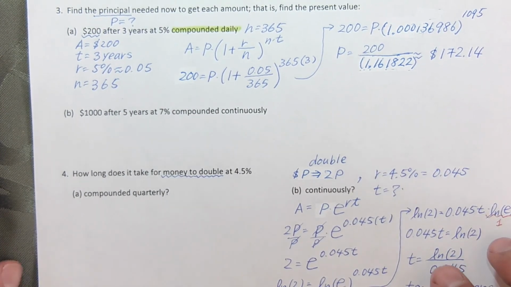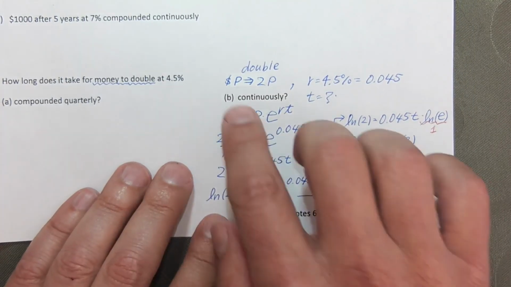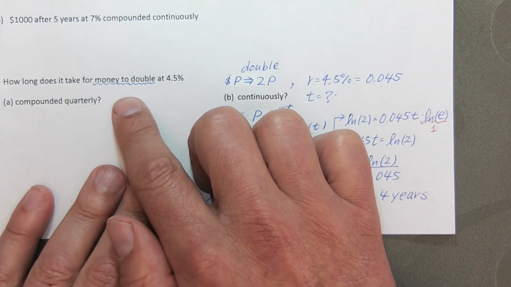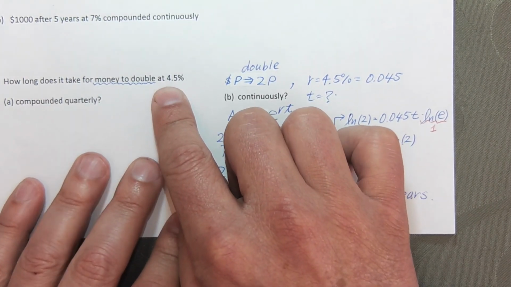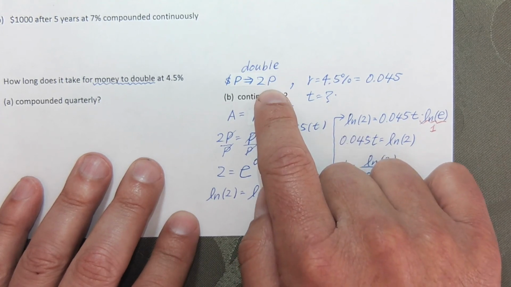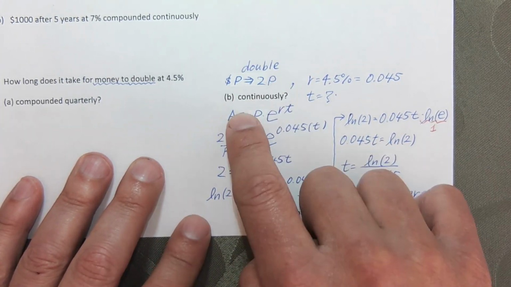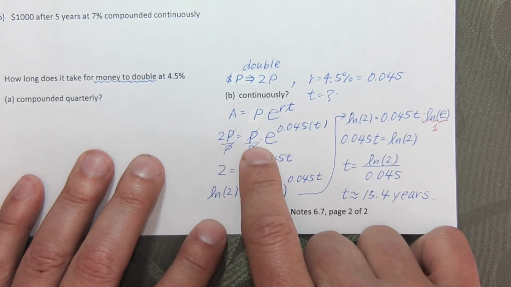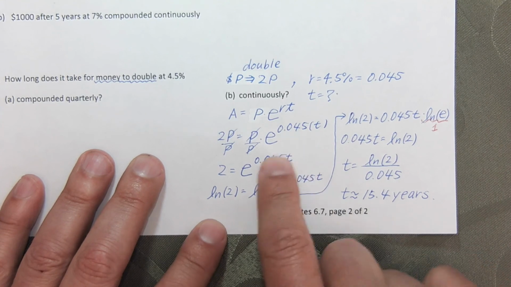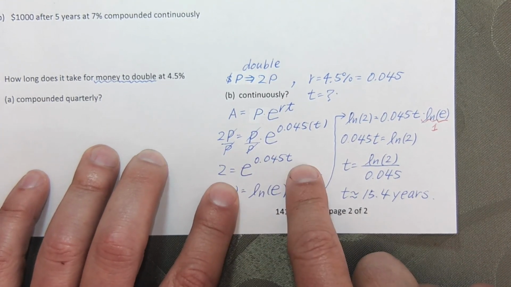I'm going to skip over to here. Now, they want to know how long it's going to take for the money to double at 4.5%. Well, double means that A in the formula is 2p. We're literally doubling the original principal. So A becomes 2p. You'll notice, we also dumped in the interest rate. You'll notice that I can divide both sides by p so that I'm now down to one equation with one unknown.